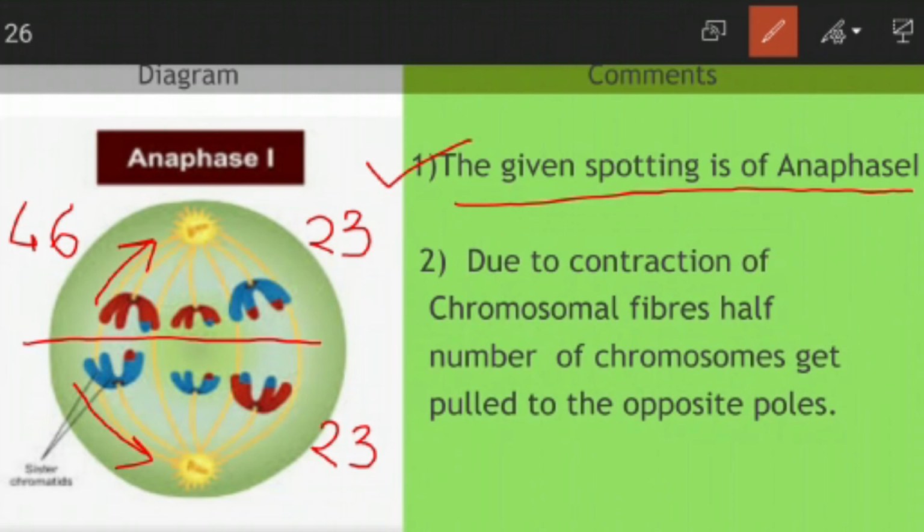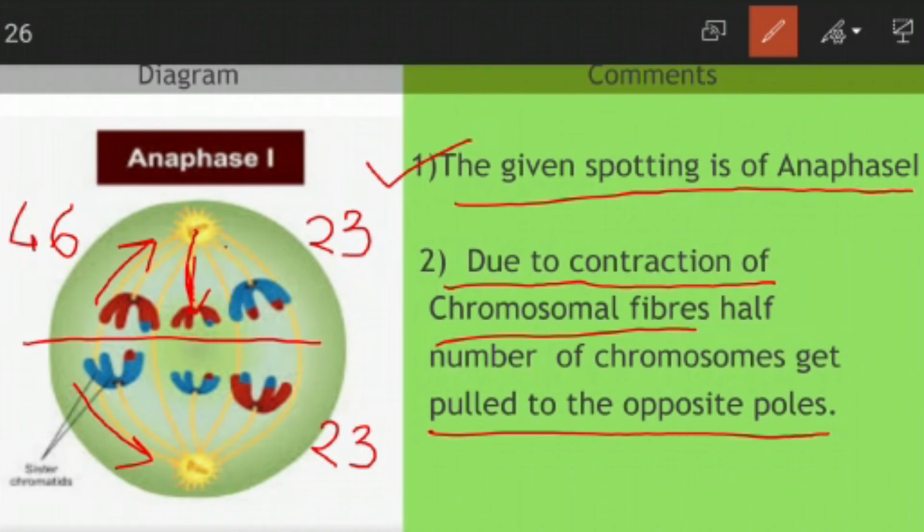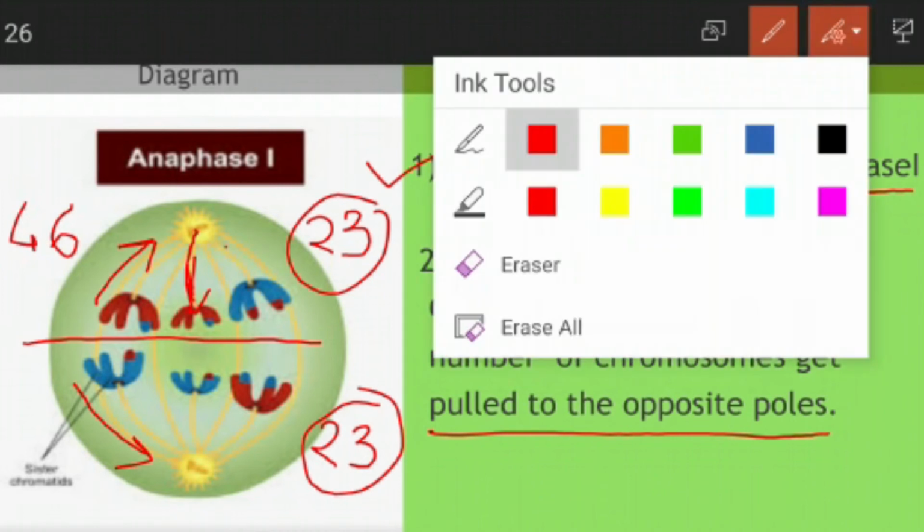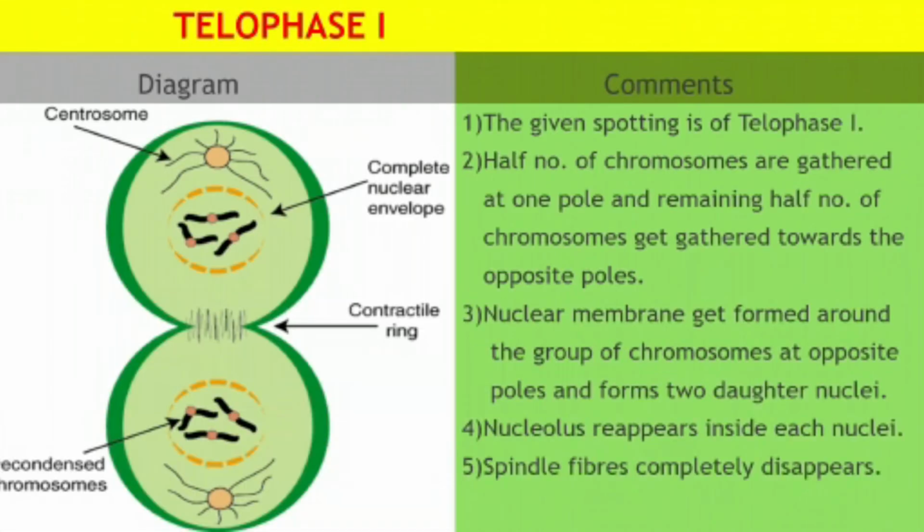Now see what happens. Why do they get pulled? Due to continuous contraction of the chromosomal fiber. Chromosomal fiber means the fiber which arises from the centrosome and comes up to the chromosome. Due to continuous contraction of this chromosomal fiber, half the number of chromosomes get pulled towards one pole, and half towards the other pole. This is all about anaphase. Now coming to the last phase, that is telophase.